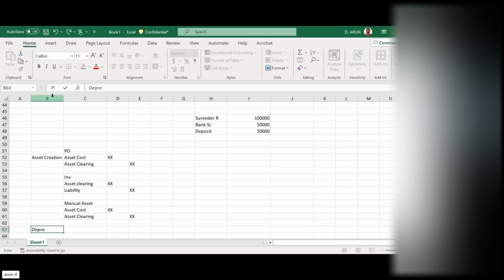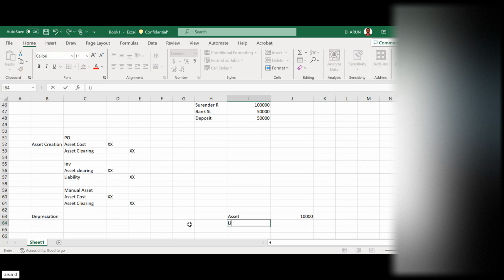So now, let's say I have created this asset in the system. So periodically, I will have to create the depreciation in the system. Now, before this, what is depreciation? Let's say my asset cost is 10,000. Okay, so this I'm going to use for 12 months.